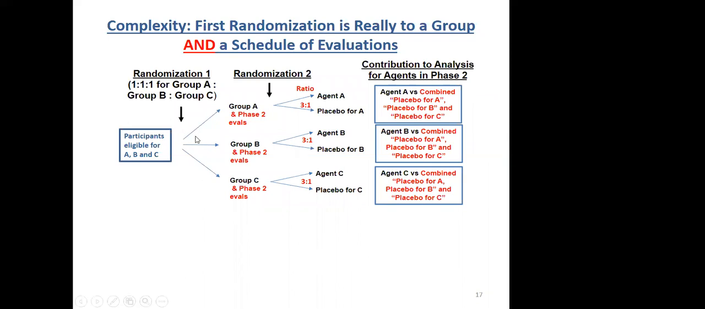So again, this is going back to the first schematic of the randomization. So we introduced the idea of having to think about eligibility to the particular agents. But we also need to think about the fact that this first randomization to different agent groups is also potentially assigning them to different sets of evaluations. And in this example, I'm assuming that all 3 agents are in phase 2 at the same time. So that makes it straightforward.